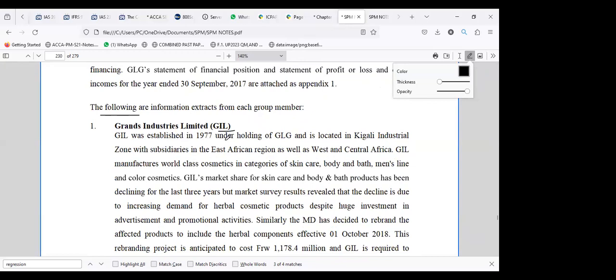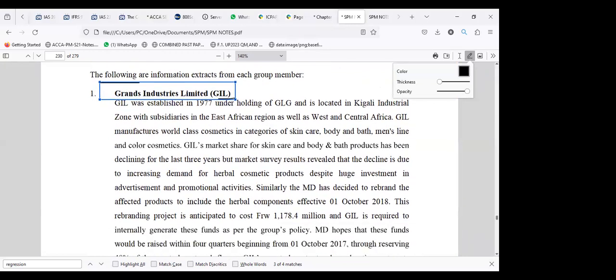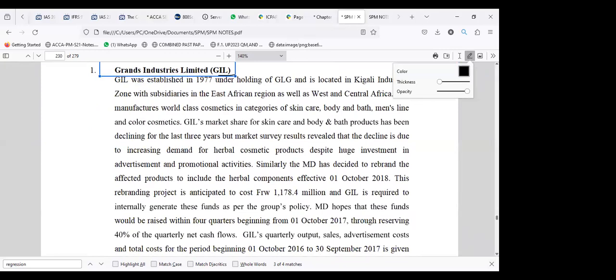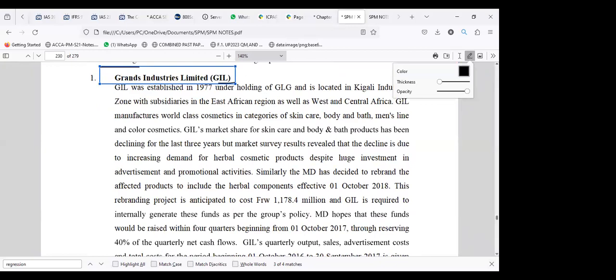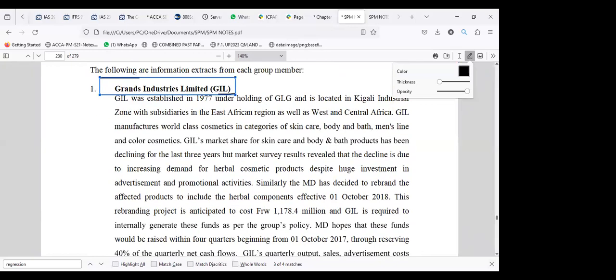GIL was established in 1997. First of all, we have read required under the holding of GL and is located in Kigali Industrial Zone, with subsidiary in East Africa region as well as West Africa and Central Africa. GIL manufactures world-class cosmetics in categories of skincare, body care, bath, mainline, color cosmetics.